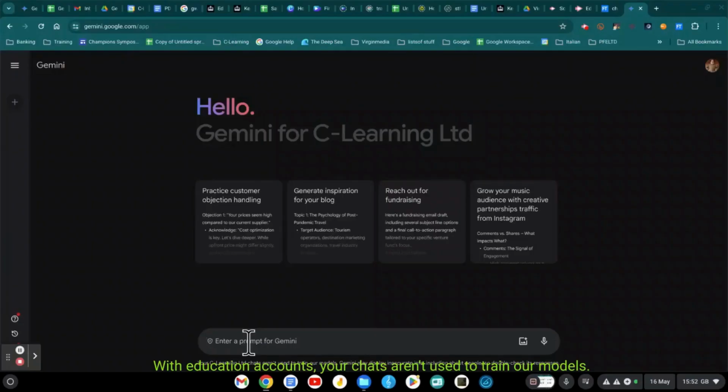We are going to use Gemini to generate some lesson plans. I'm an ex-music teacher, so I'm going to take music as my example. And we're going to look at a GCSE music set piece.